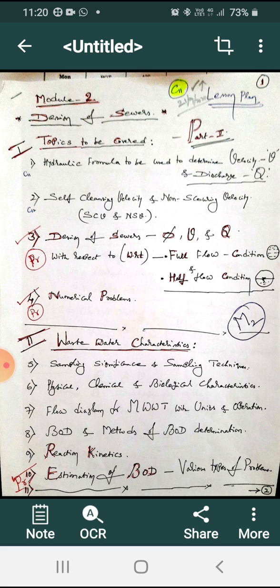Even fruit, if you keep it for a long time, changes stage by stage: third day, fourth day, and finally it decomposes and a bad smell is produced. Like this, wastewater also has its own properties. The wastewater characteristics we divide into two parts: organic substances and inorganic substances. Organic means decomposable. Remember it. Inorganic means non-decomposable.